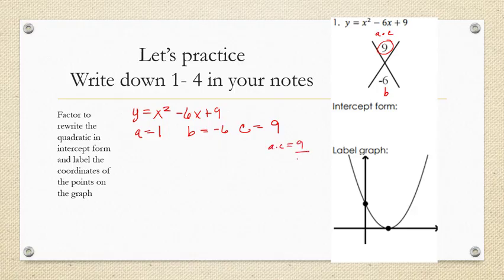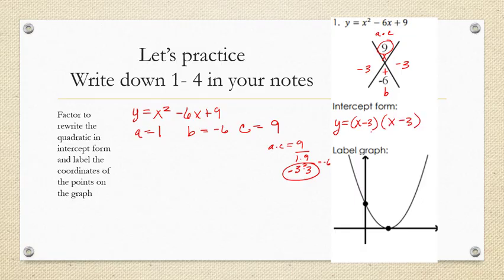So we're going to list the factors of 9. 1 times 9 and 3 times 3. We need negative 6. Which ones could give me negative 6? Probably these, a negative and a negative. So if I go negative 3, negative 3. Is negative 3 plus negative 3 negative 6? Yes. Is negative 3 times negative 3 9? Yes, correct. So in intercept form, we're going to write it y equals x minus 3 and x minus 3.